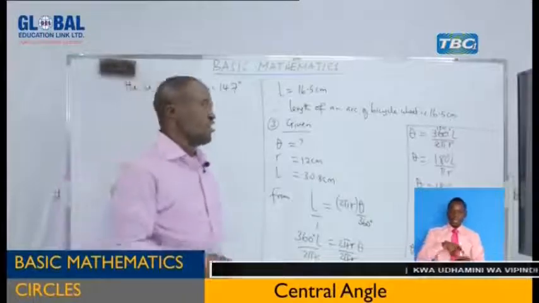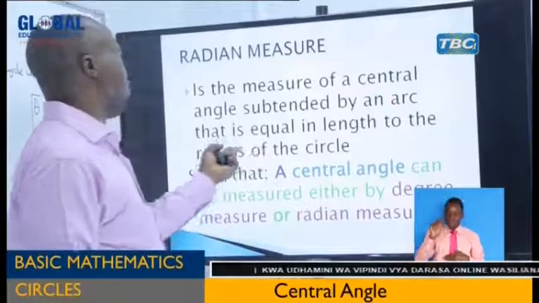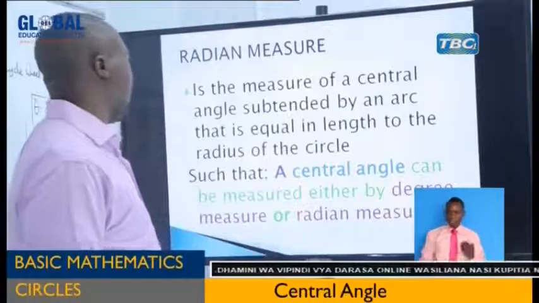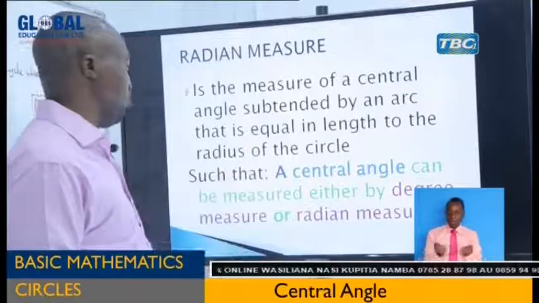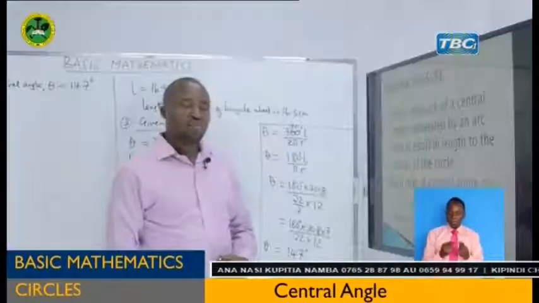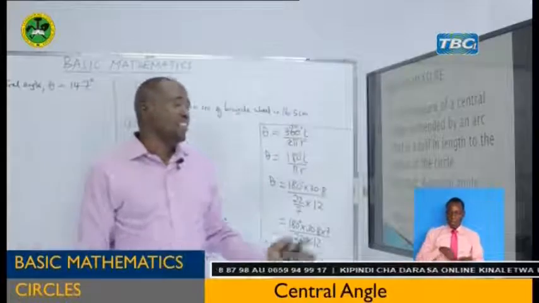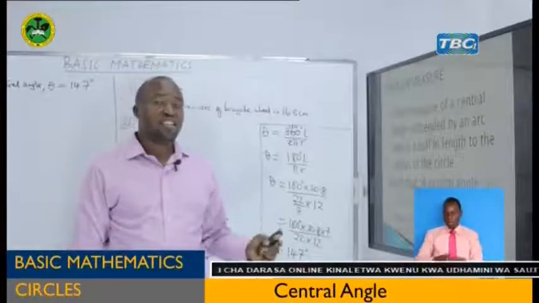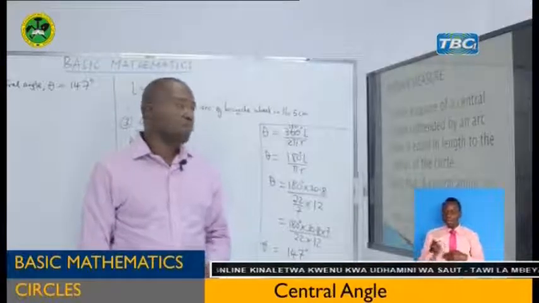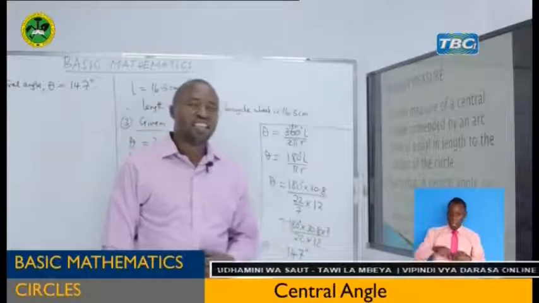So my dear student, we proceed with another terminology in a circle, that is radian measure. Now what does this mean? That is the measure of the central angle subtended by an arc that is equal in length to the radius of the circle. That means the central angle can be represented either in degrees or in radian measure. And in this case, we want to find the relationship between the degree measure and the radian measure.